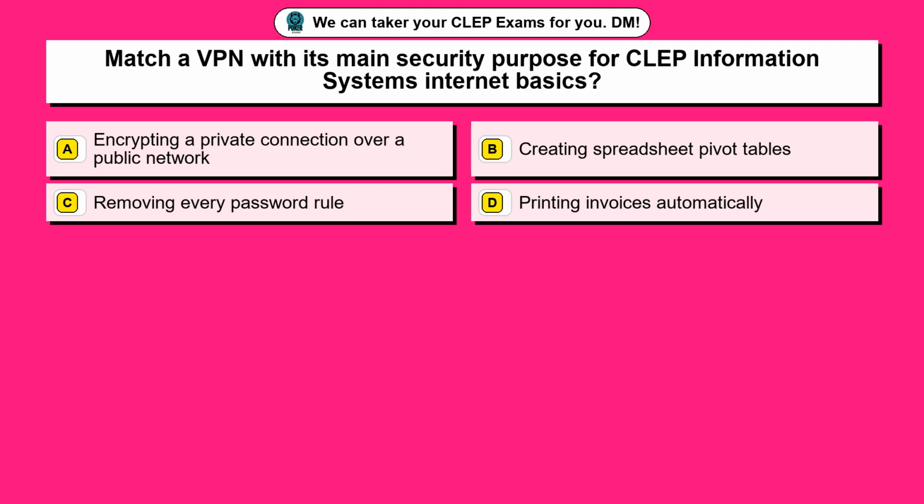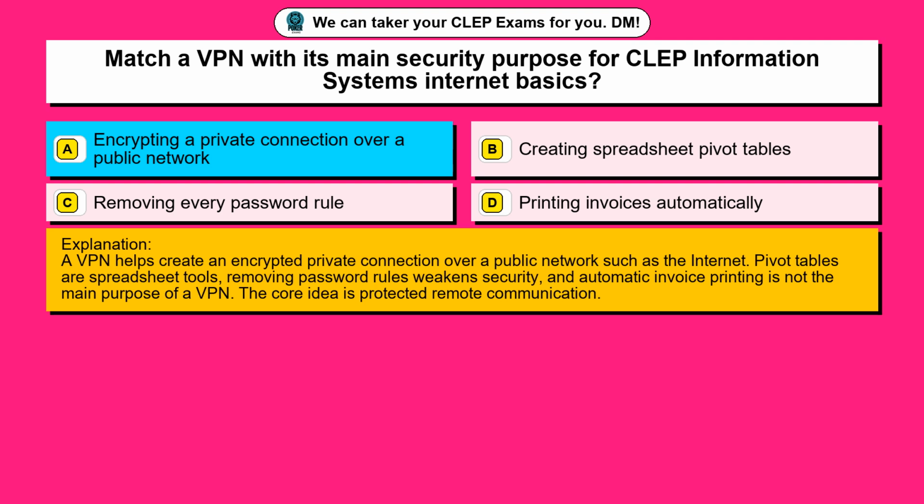Question 38. Match a VPN with its main security purpose for CLEP Information Systems Internet Basics. Option A. Encrypting a private connection over a public network. Option B. Creating spreadsheet pivot tables. Option C. Removing every password rule. Option D. Printing invoices automatically. The correct answer is option A. Encrypting a private connection over a public network. A VPN helps create an encrypted private connection over a public network such as the Internet. Pivot tables are spreadsheet tools. Removing password rules weakens security, and automatic invoice printing is not the main purpose of a VPN. The core idea is protected remote communication.